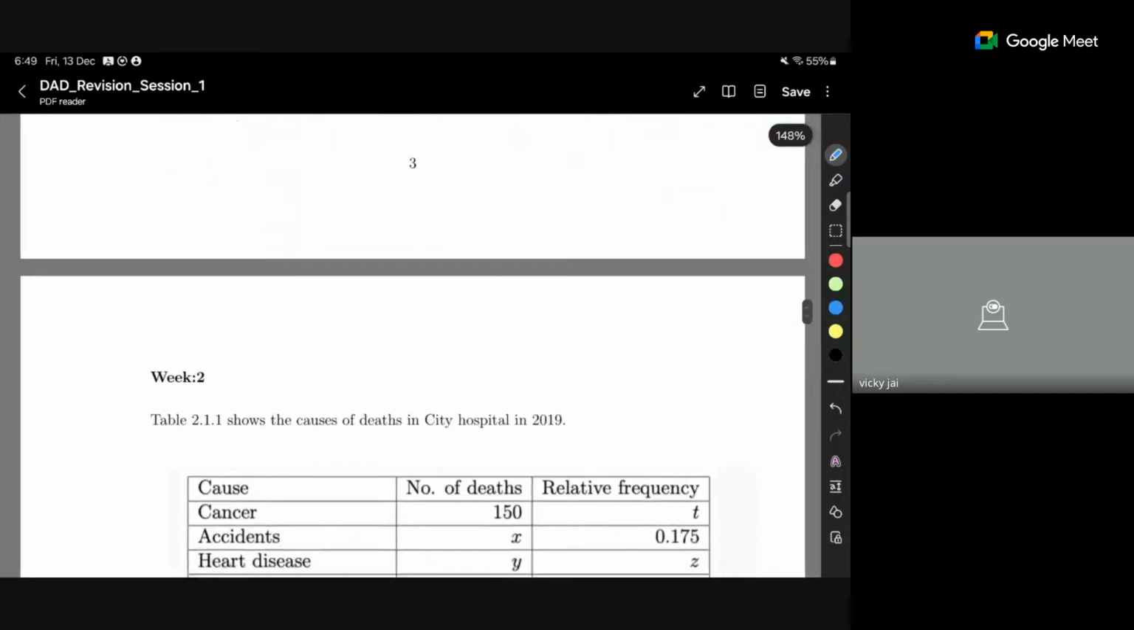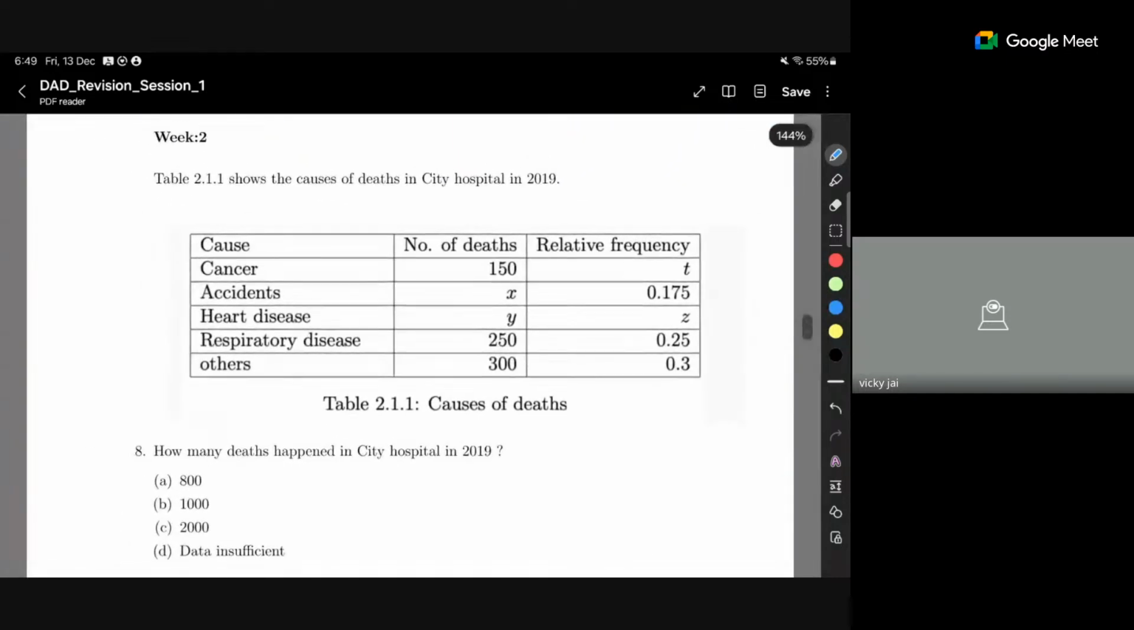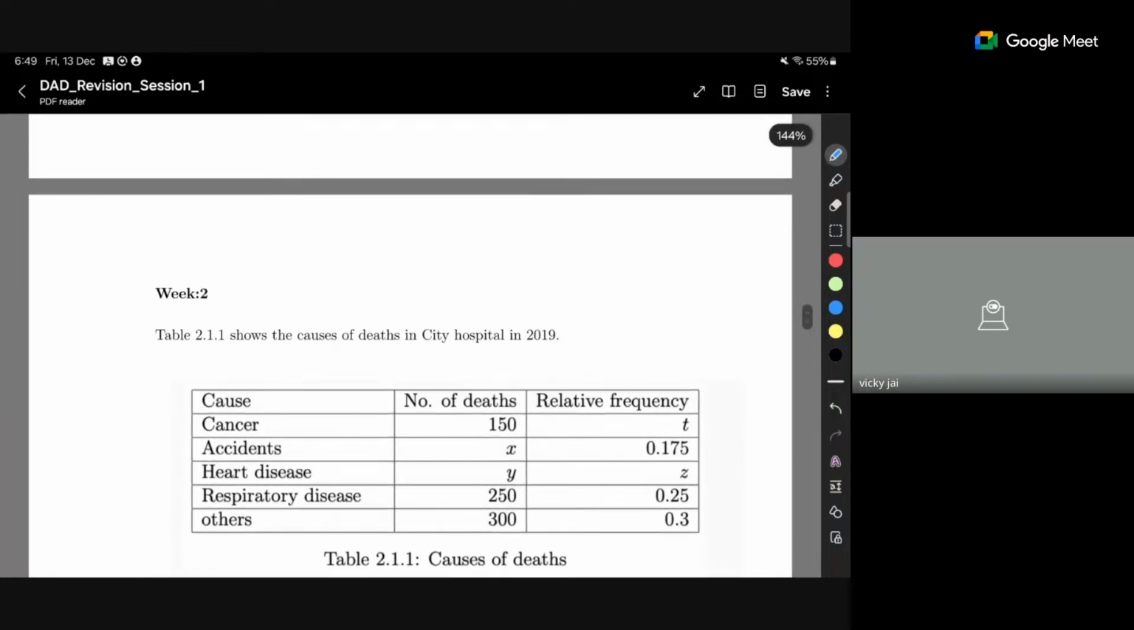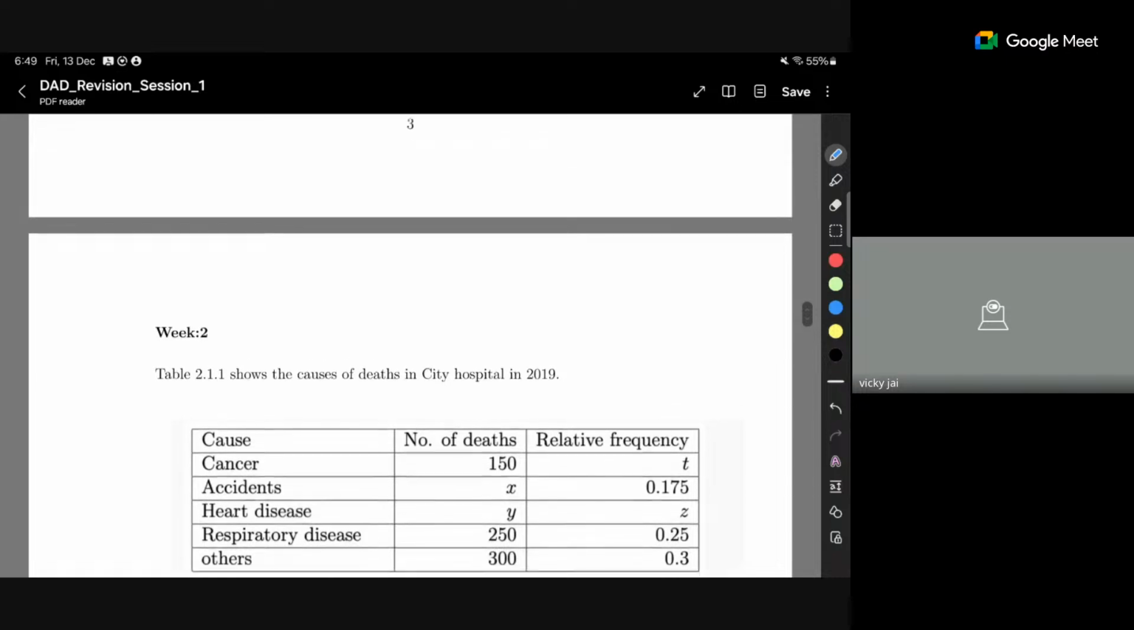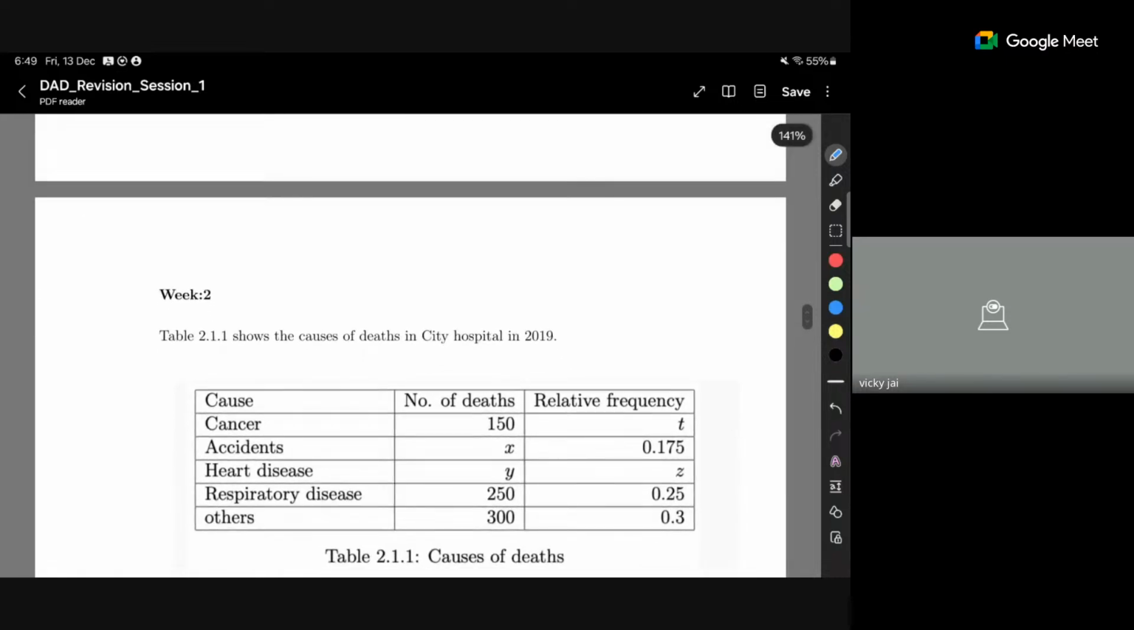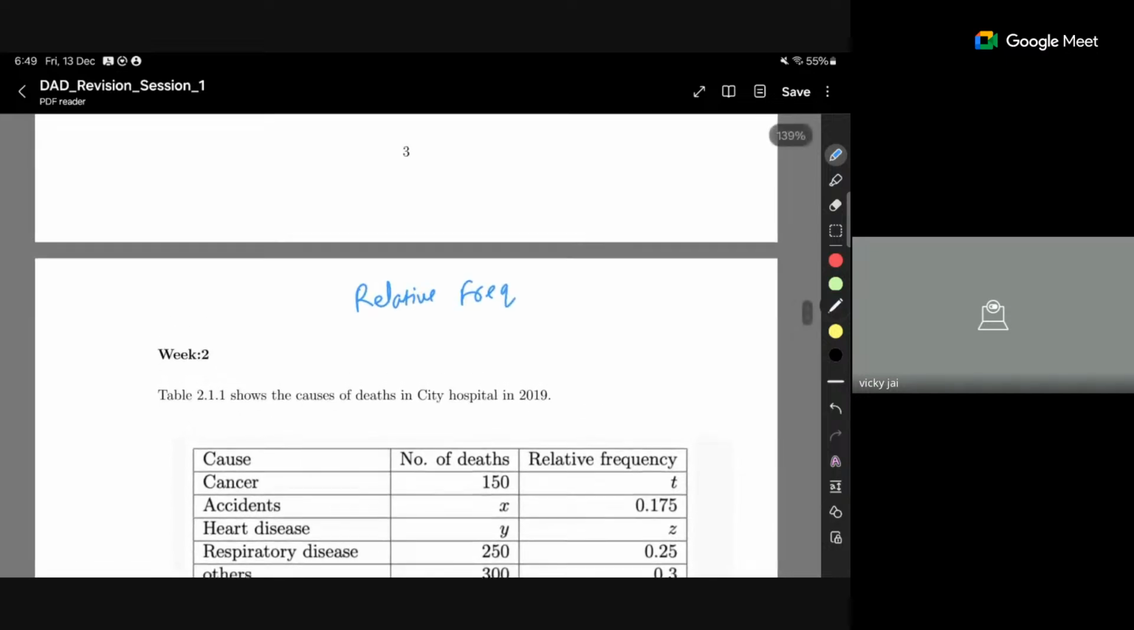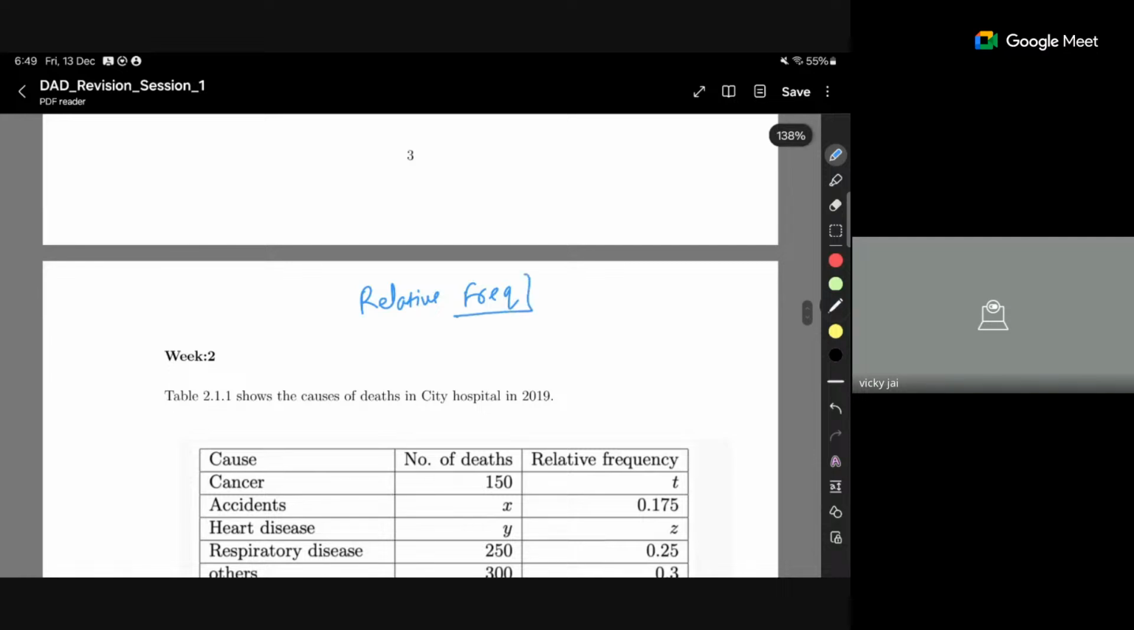Now, this thing we already covered. The next question is related to relative frequency. So first, what is frequency? Frequency is the count of something, right?